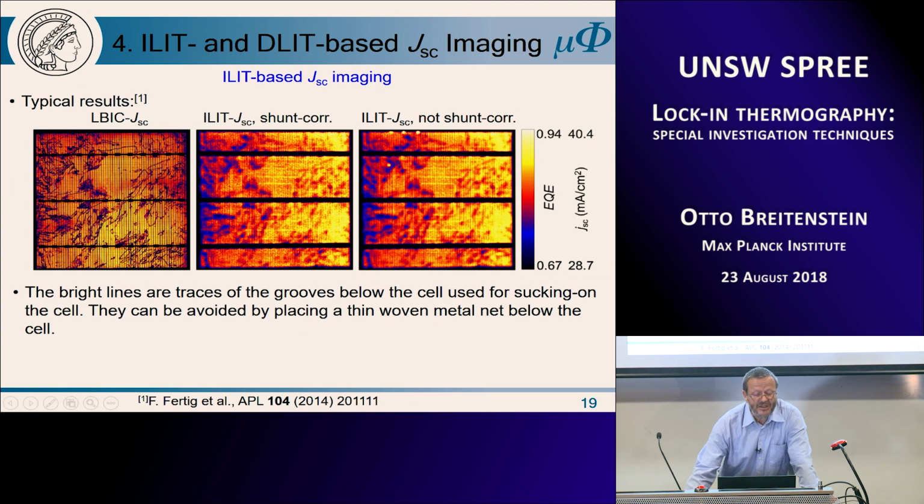and that's a typical result taken from this publication. So here we see the LBIC JSC. Here we see the ILIT JSC with shunt correction. Here this is without the shunt correction, and you see these bright spots. These are some ohmic shunts which can be, however, corrected. Of course, you see the spatial resolution of this technique is much worse than for LBIC.